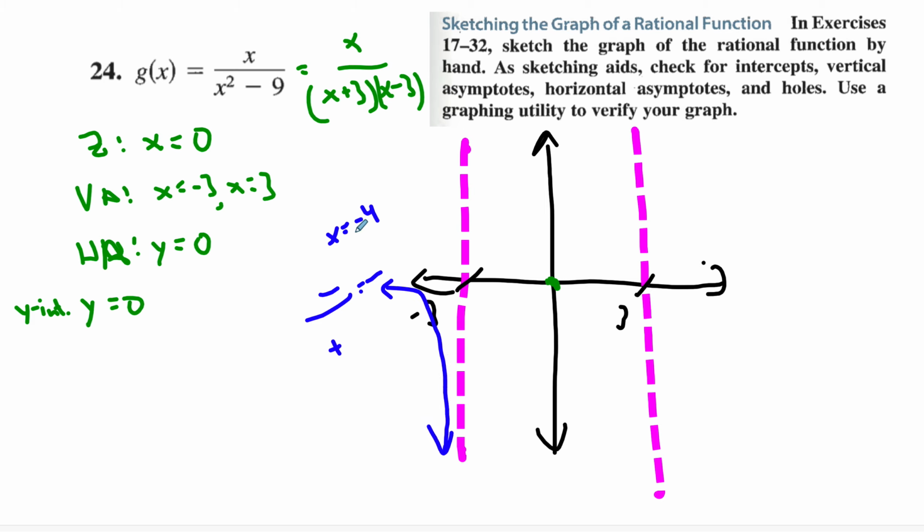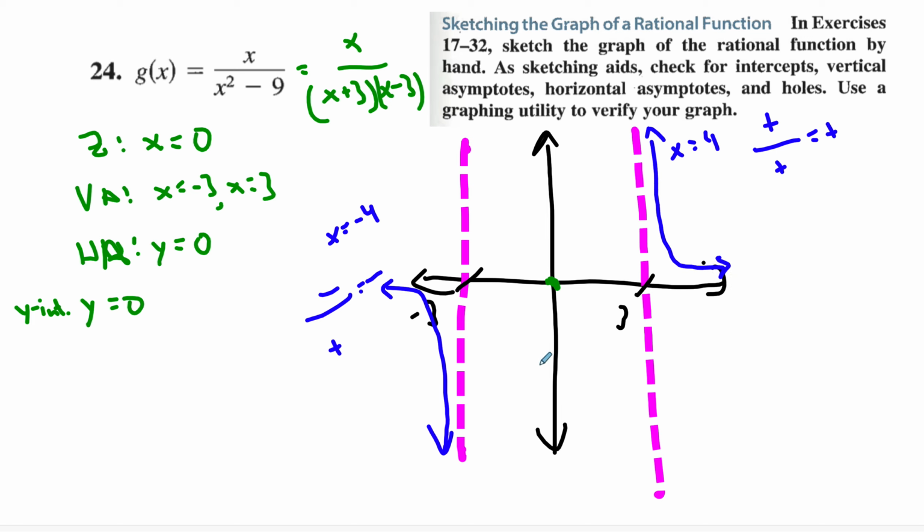So I plug negative 4 in. Heck, let's plug x equals 4 in. Let's see what happens. Now hopefully you recognize that when I plug x equals 4 in, because that's positive over 16 minus 9 is still positive, it's going to be positive, so it's going to go like that.